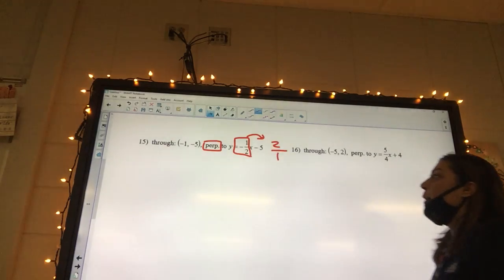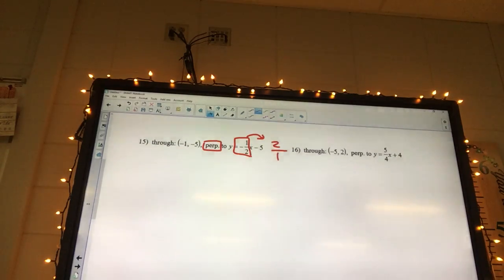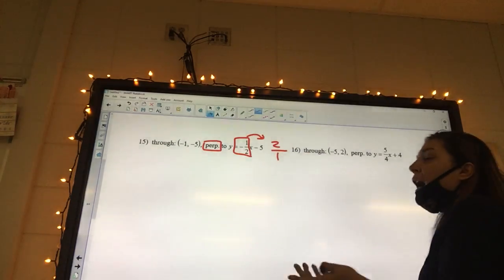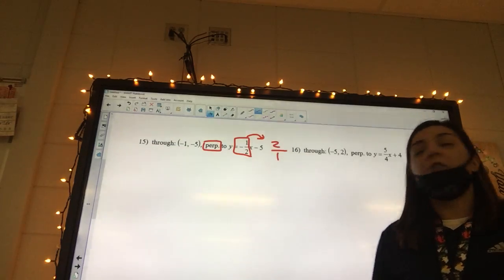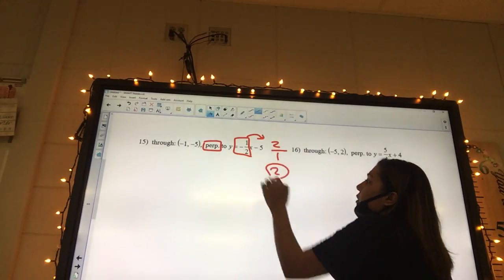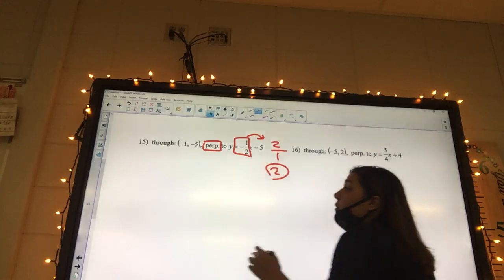And why do you say it's going to be positive? Because it's already negative. And what is 2 over 1? It's just 2. And 2 is going to be easier when you distribute. Obviously, distributing a whole number versus fractions is easier, okay? So I would just use 2, but if you use 2 over 1, that's totally fine.